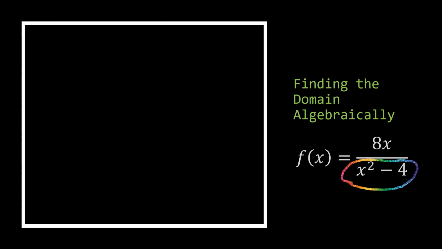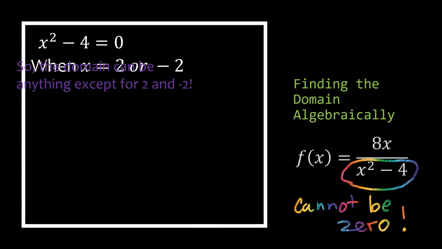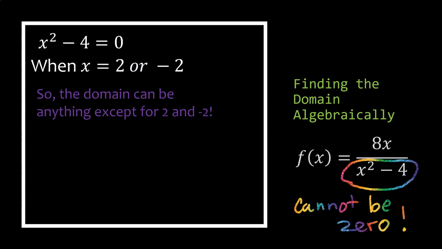So the domain of f of x would be, basically, we can take any x except for, in this case, when the denominator is 0. We cannot do that, right? So the denominator cannot be 0. Well, let's go and actually find out, when is x squared minus 4 equal to 0? When x is 2 or negative 2. So the domain is anything except for 2 and negative 2.